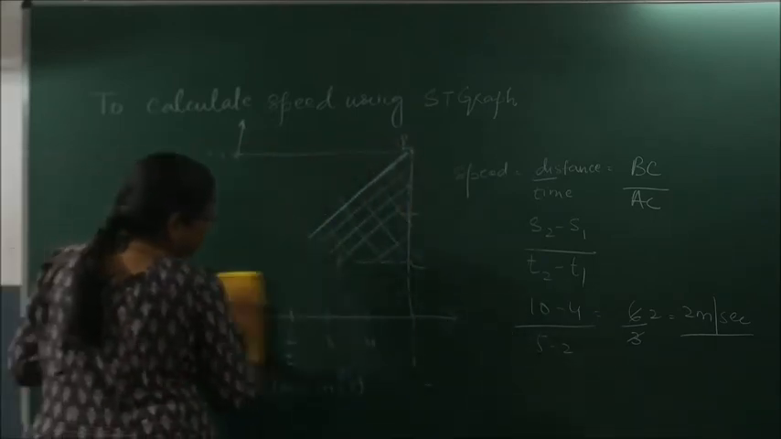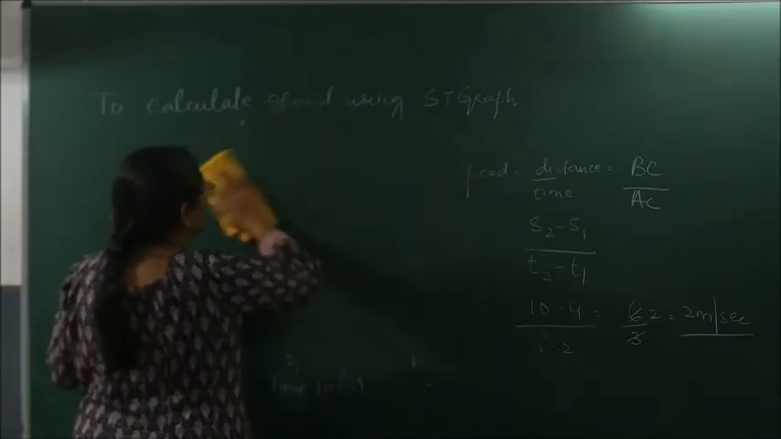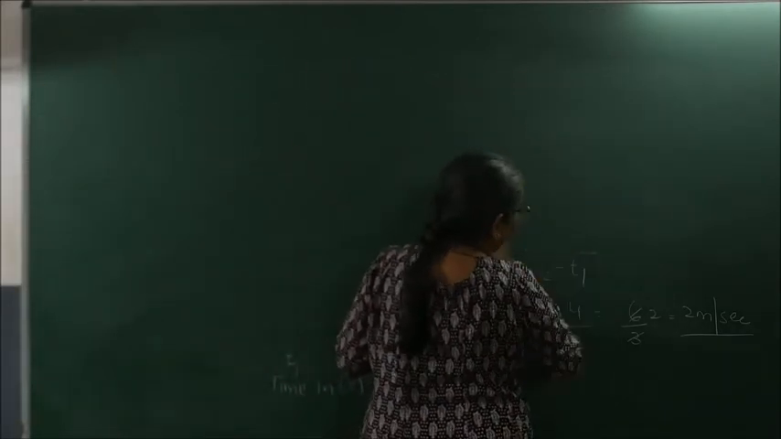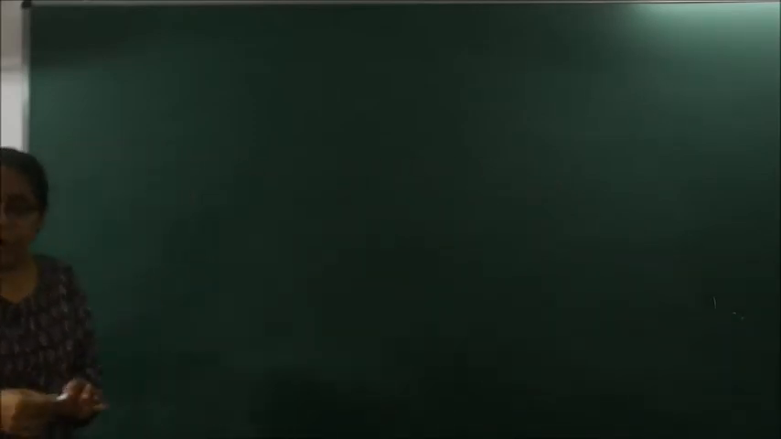Now we talked about what motion? Uniform motion. Now we will draw a graph for non-uniform motion. Is that right? ST graph. So is it clear? First, what we studied: the ST graph for uniform motion is always a straight line passing through the origin.